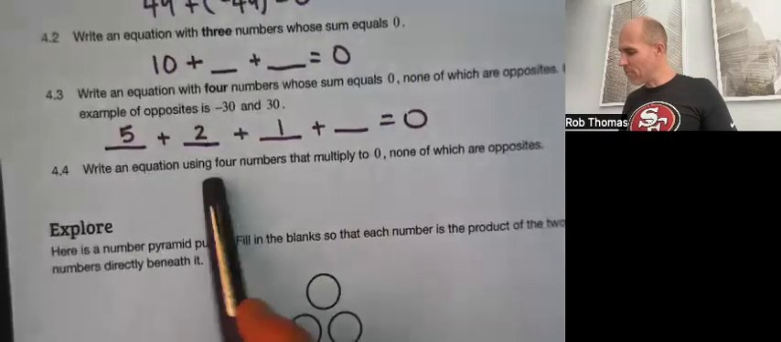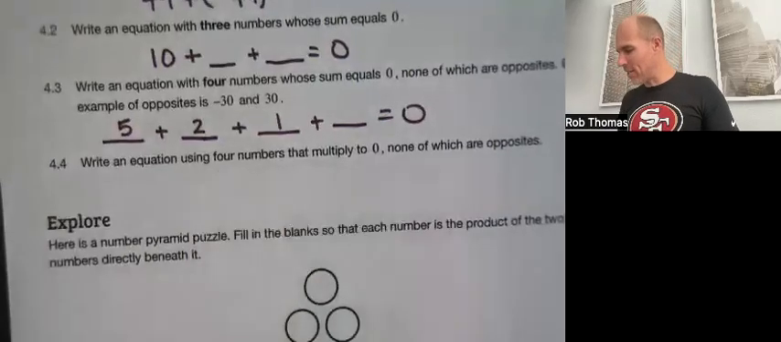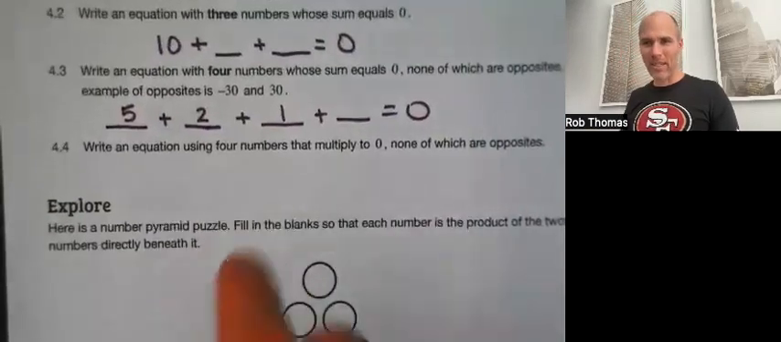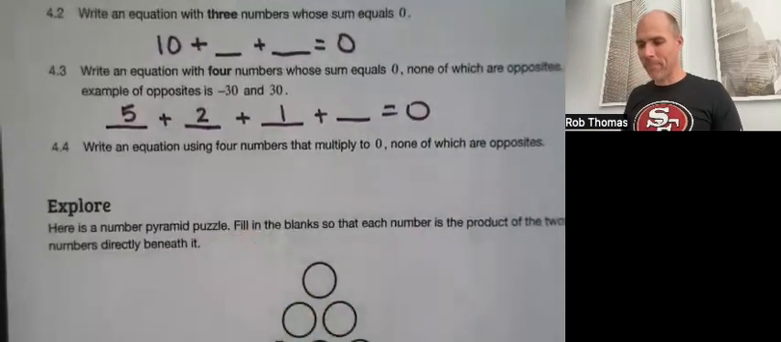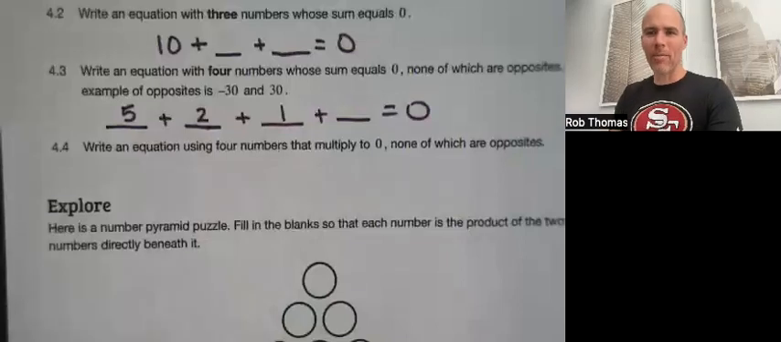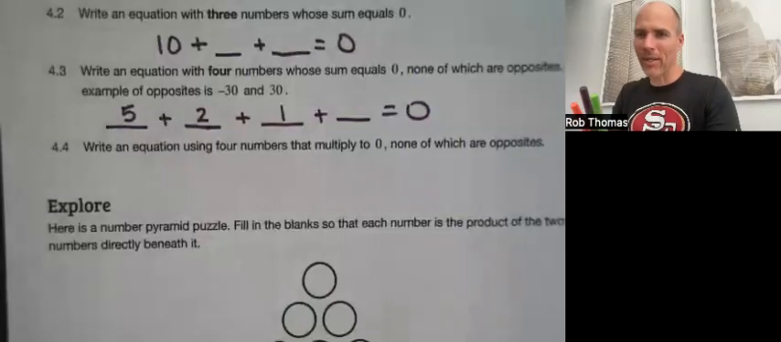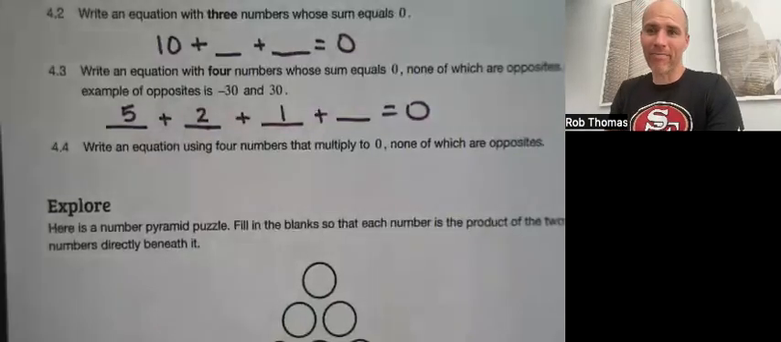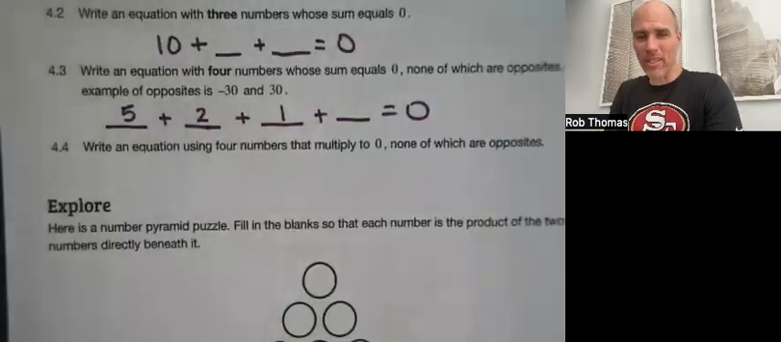Write an equation using 4 numbers that multiply to 0, none of which are opposites. This is actually extremely easy. 0 times any number is 0, right? A billion times 0 is 0. Negative 84 times 0 is 0. So just use that fact. Just throw a 0 in there. You'll be all right. All right, last one.